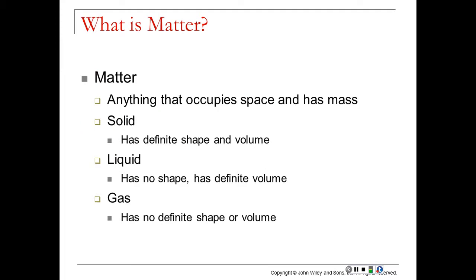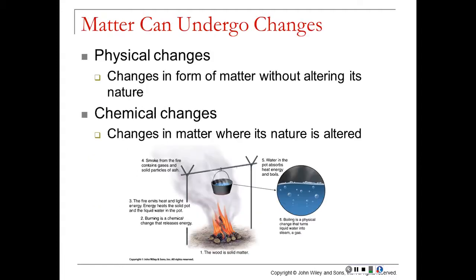So to start with the basics, as I said, when we're talking about chemistry, we're talking about matter. Basically, matter is anything that has space and has mass. Anything that's made of atoms is considered matter. And of course, there's three states: a solid, a liquid, and a gas. And I assume you're familiar with those basic states of matter at this point.